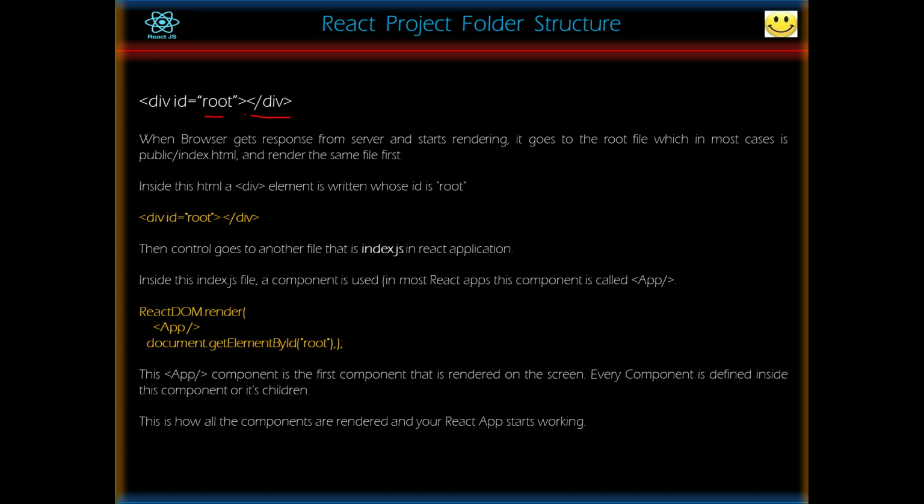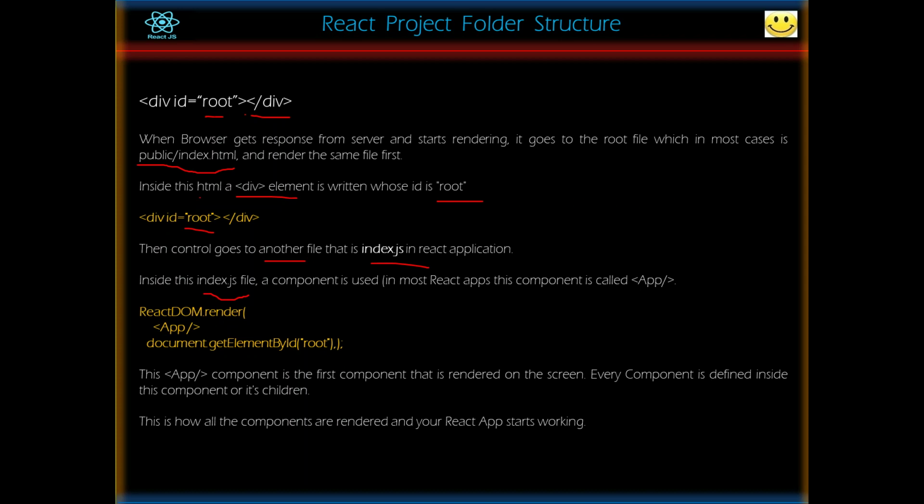in most cases is the index.html file, which is there in the public folder, and renders the same file first. Inside the index.html file, a div element is returned whose id is root. Then control goes to another file, that is the index.js file in the React application. Inside the index.js file, a component is used.